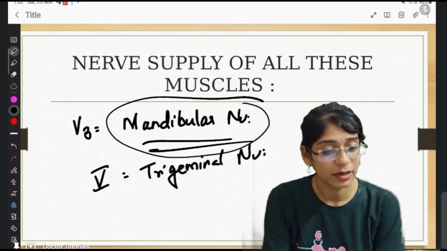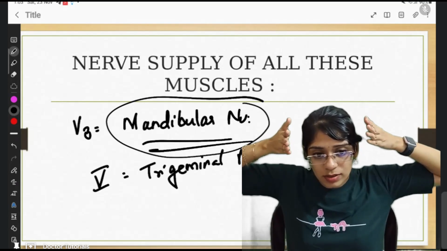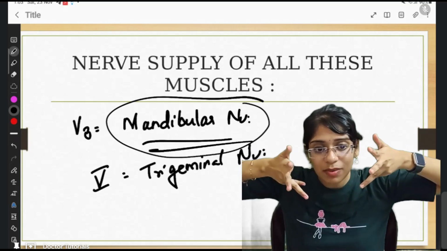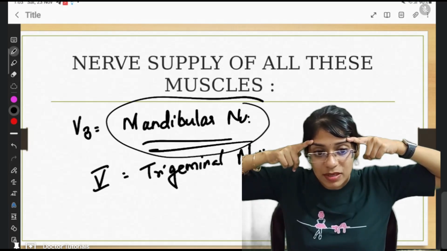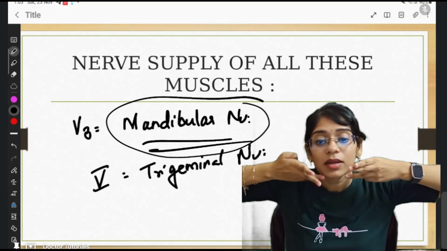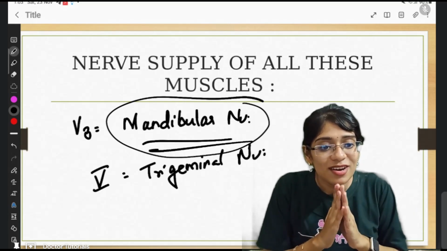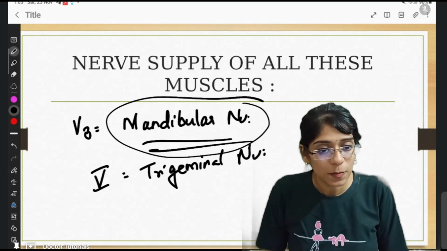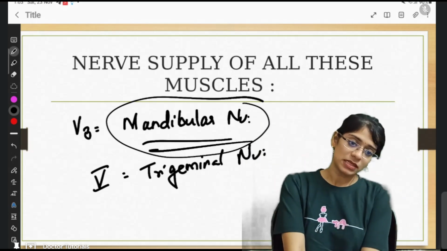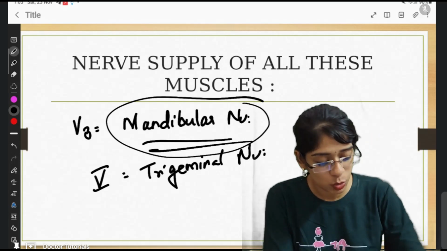The fifth cranial nerve is the trigeminal nerve. Now this trigeminal nerve originates from the brain, and then it divides into 3 branches. We have the ophthalmic division, maxillary division, and mandibular division. This mandibular division, or mandibular nerve, supplies your mastication muscles. So please don't forget, all the muscles of mastication are supplied by the mandibular nerve.